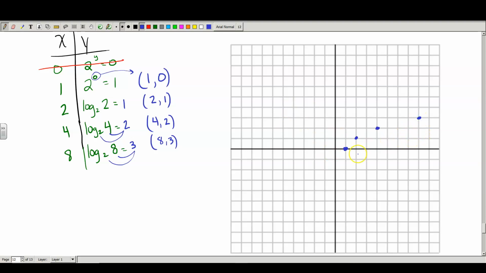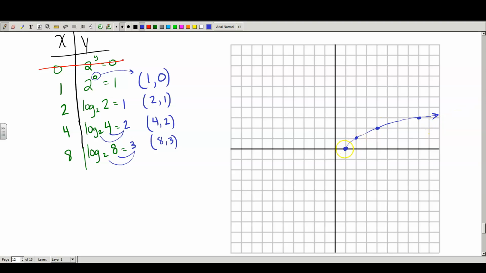So what does this graph look like? It looks like this. It kind of goes up, and it doesn't level off. There's no asymptote up here. It just keeps going up, but it slows down its increase.